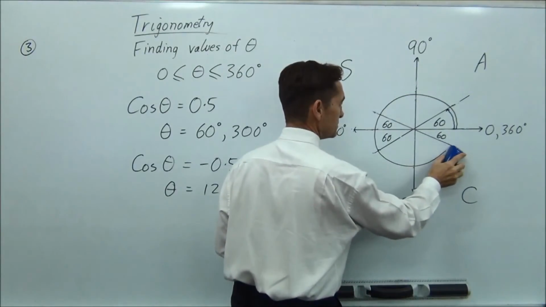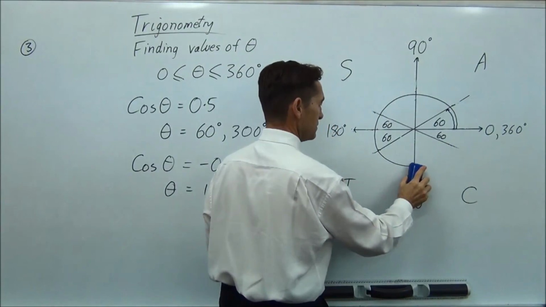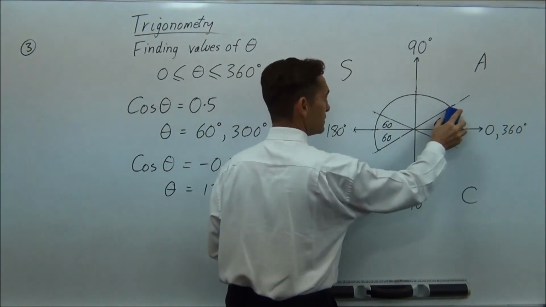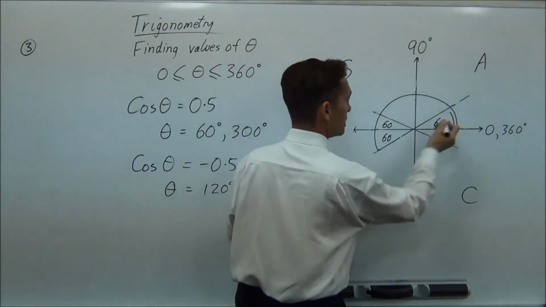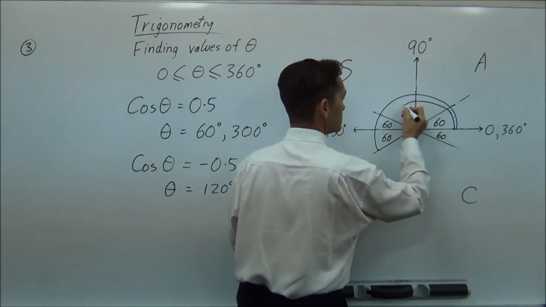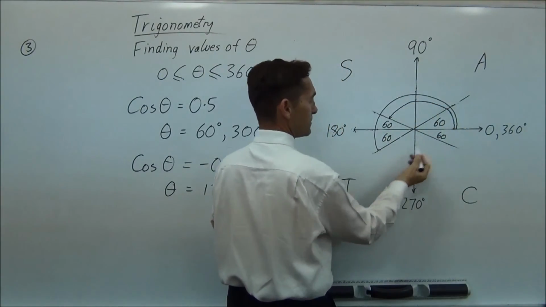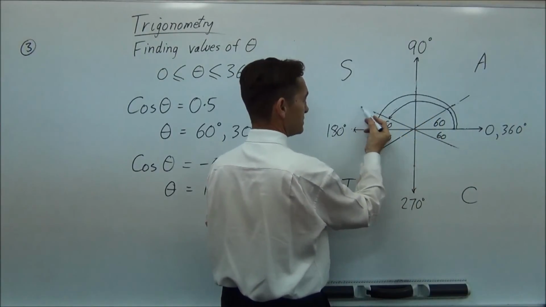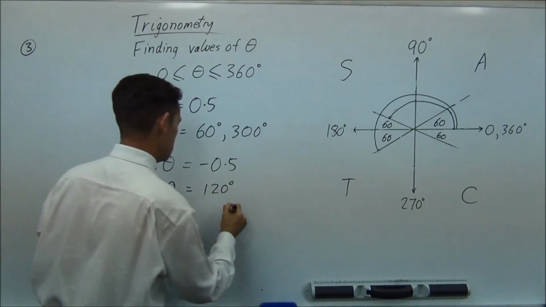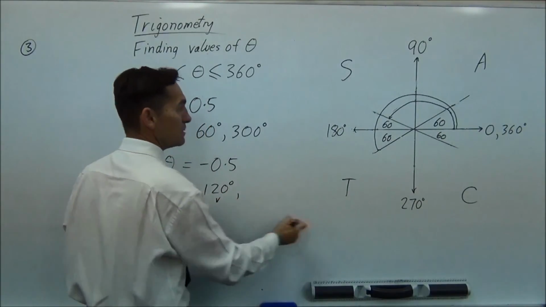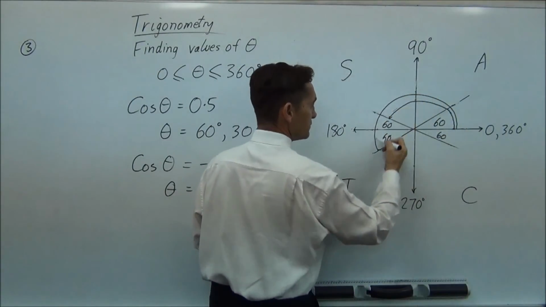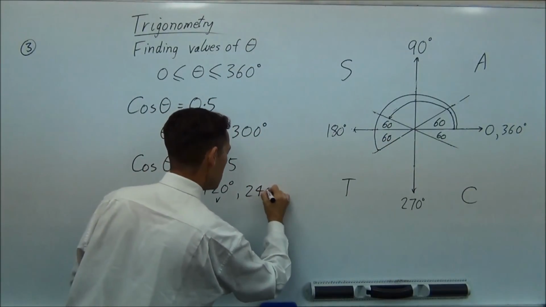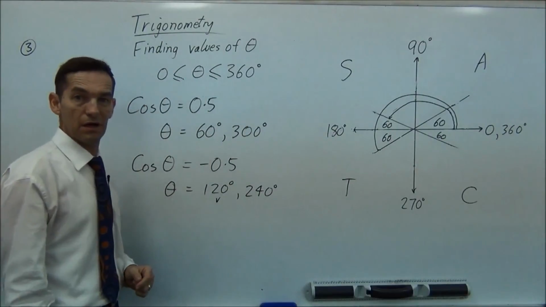So this line is not going to go to there. It's only going to go to there. And this line is not going to go to there. This line is going to go to here. So we've got this one from here to here, which is 180 take away 60, so that's 120. So there's our 120, tick. And it's going to go from here over to here. So 180 plus 60 is 240. And you're done.